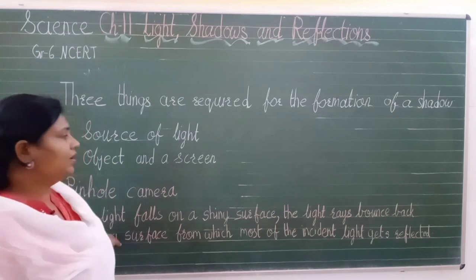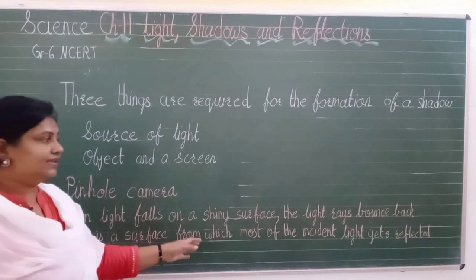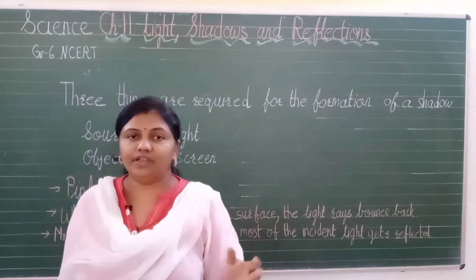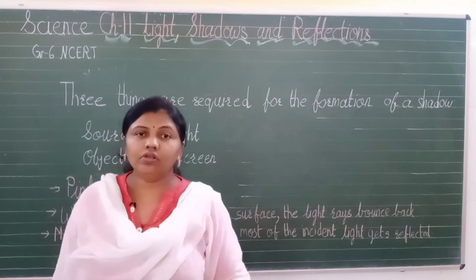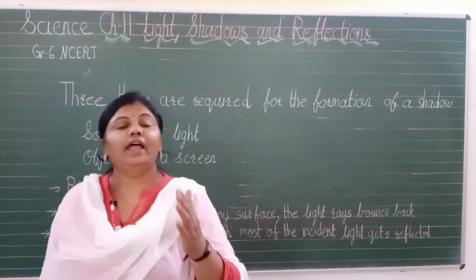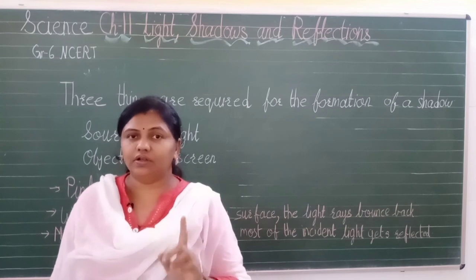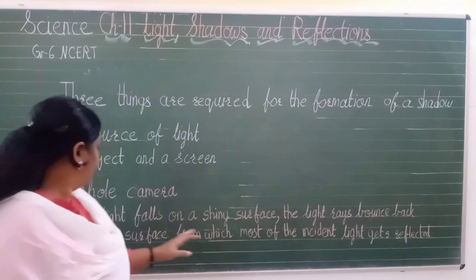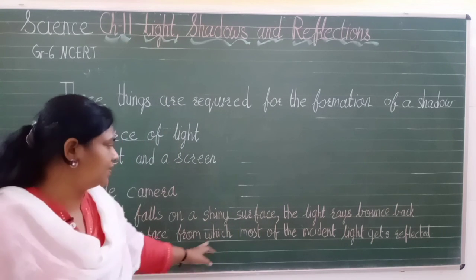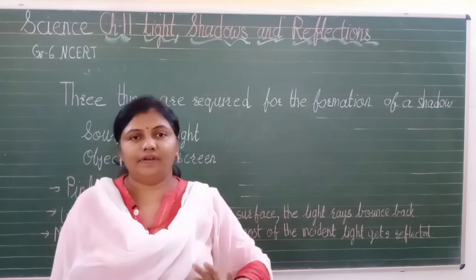And what is reflection? When the light falls on a shiny surface, the light rays bounce back. Such kind of phenomenon is called reflection, and due to reflection only we can see our image in the mirror. So a mirror is a surface from which most of the incident light gets reflected.